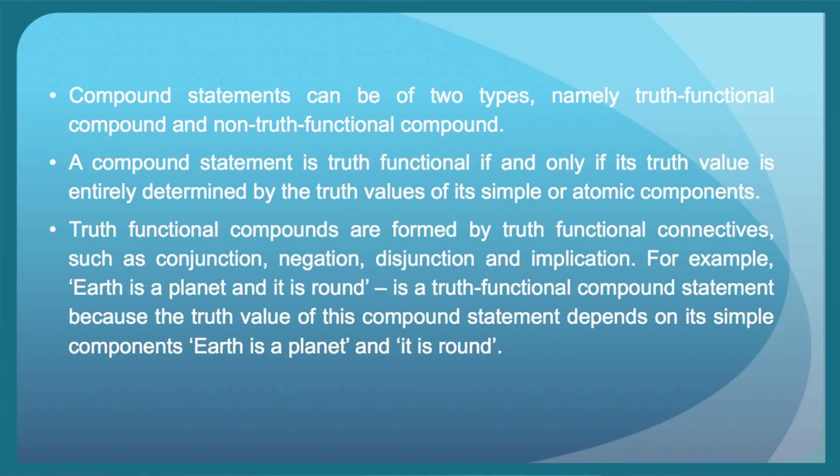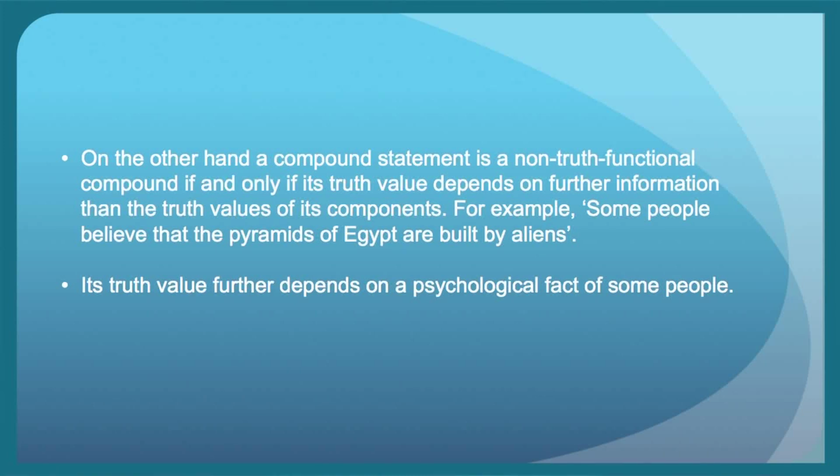For example, Earth is a planet and it is round. It is a truth functional compound statement, and the truth value of the compound statement depends on the simple components. On the other hand, a compound proposition is non-truth functional if and only if its truth value depends on further information beyond the truth values of its components. For example, some people believe that the pyramids of Egypt are built by aliens.